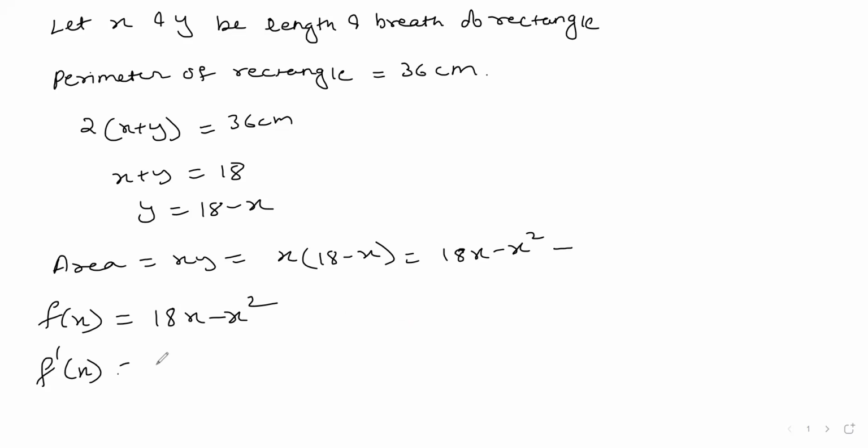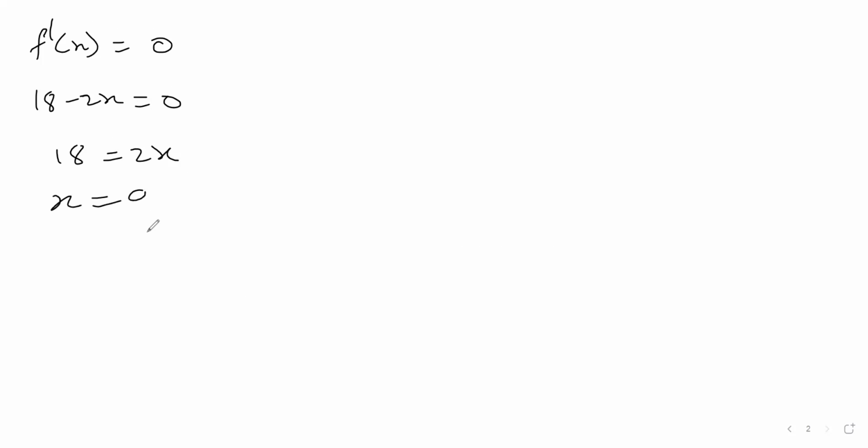So we'll find the derivative. This is 18 minus 2x, and the double derivative is minus 2. So I'll put f dash of x equal to 0. So 18 minus 2x is equal to 0, 18 is equal to 2x, x is equal to 9.